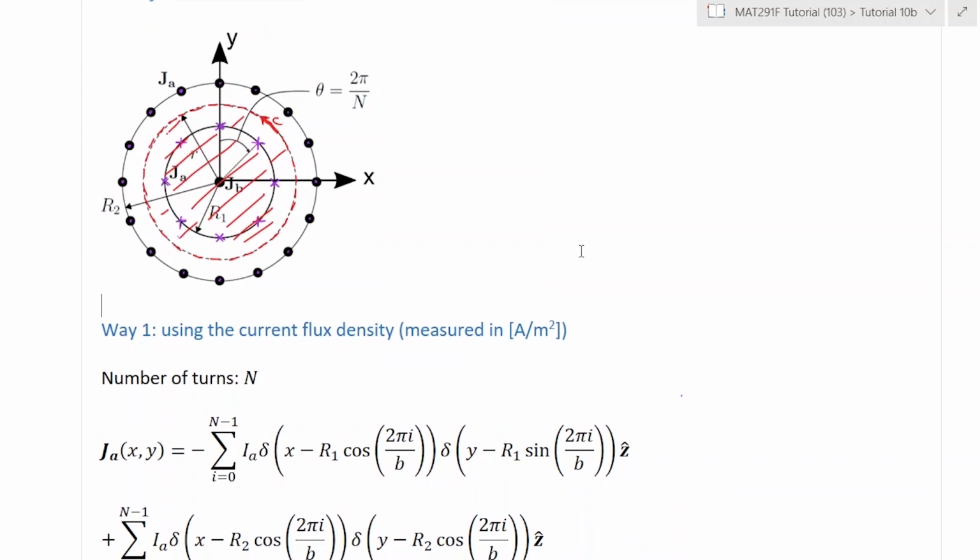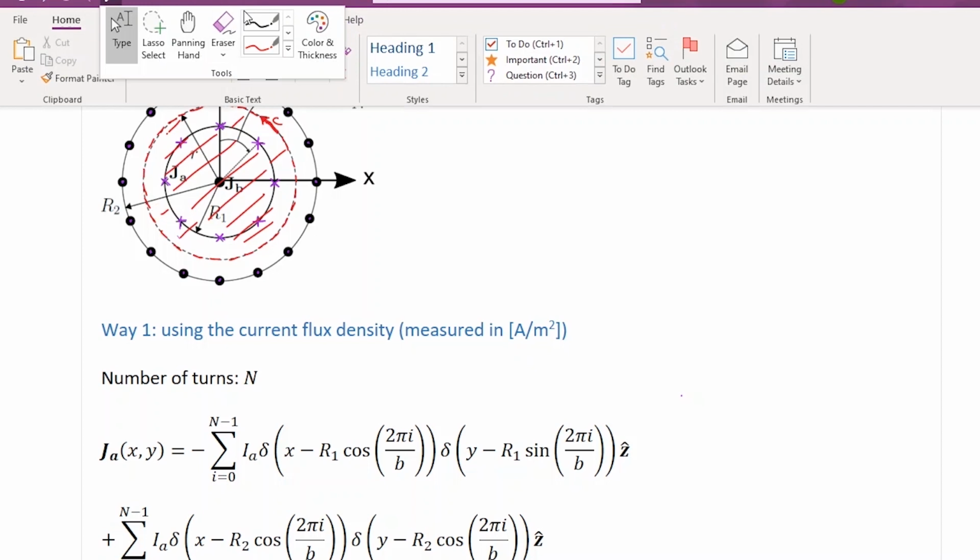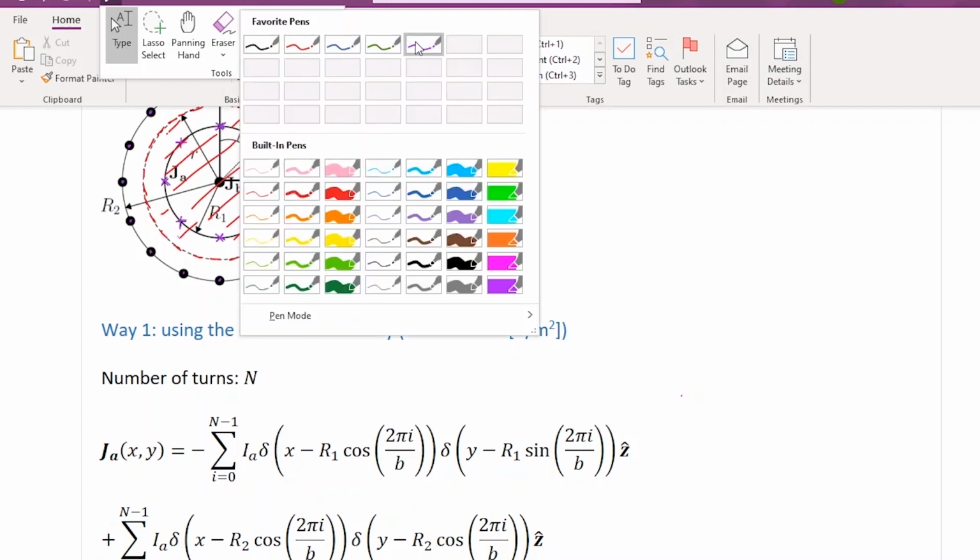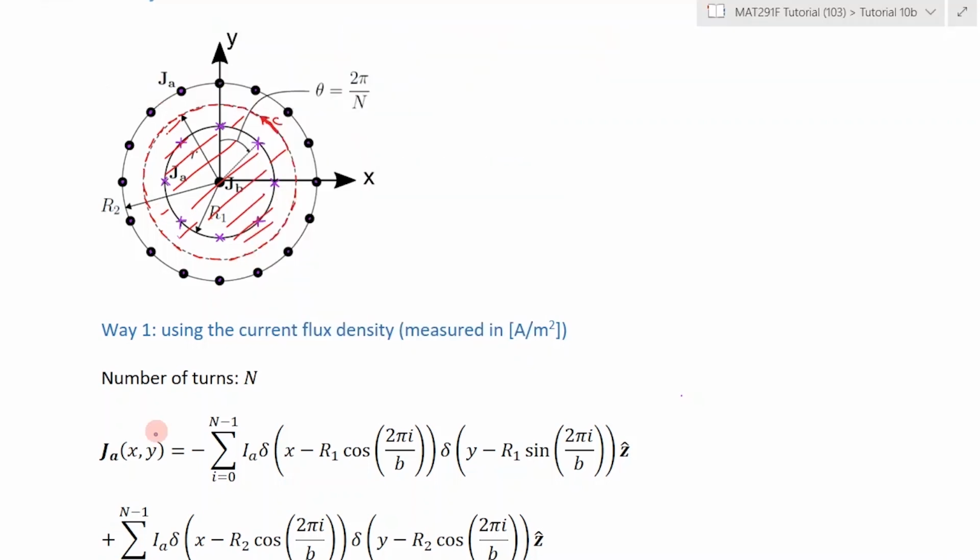First, we will need the number of turns in this helix so that we can write the current density. I claim that this is equal to n. The reason why is this. We were told that the pitch of the helix is 1 turn per 2 pi over n radians.